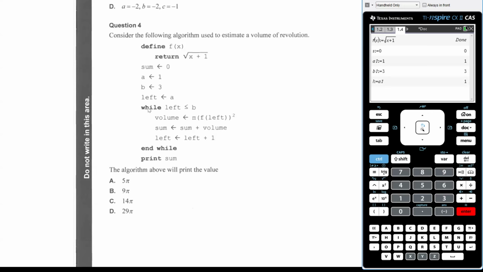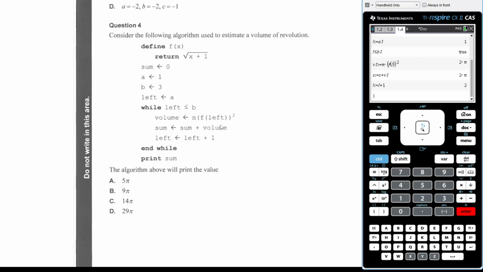Okay, now let's check the while condition. Is L less than or equal to b1? That's true. So we can go on assigning v1 as pi times f of L, whole thing squared. So we get 2 pi. And then we need to assign a new variable s. s is assigned to s plus v1. So we get 2 pi. Now we're going to assign a new left value. Left is assigned to the old left plus 1. And now that's the end of the first round of the while loop.